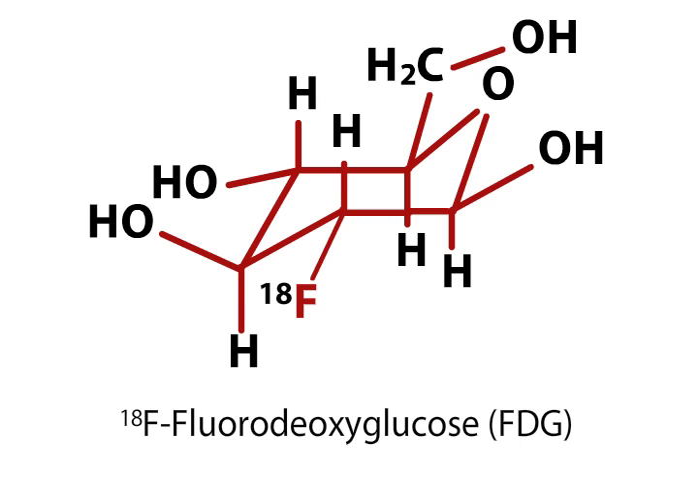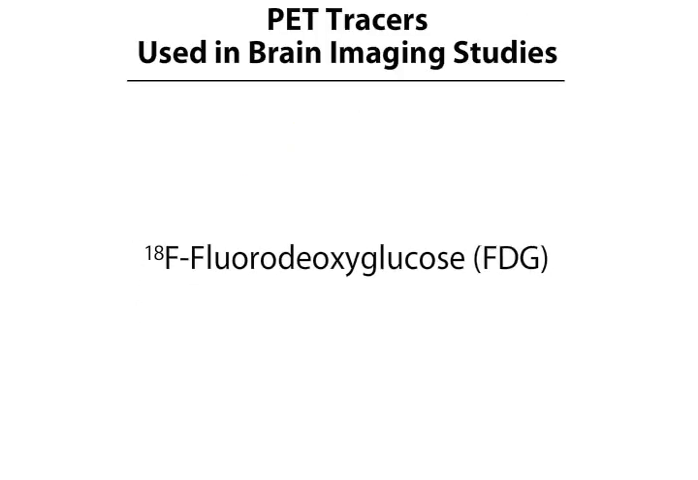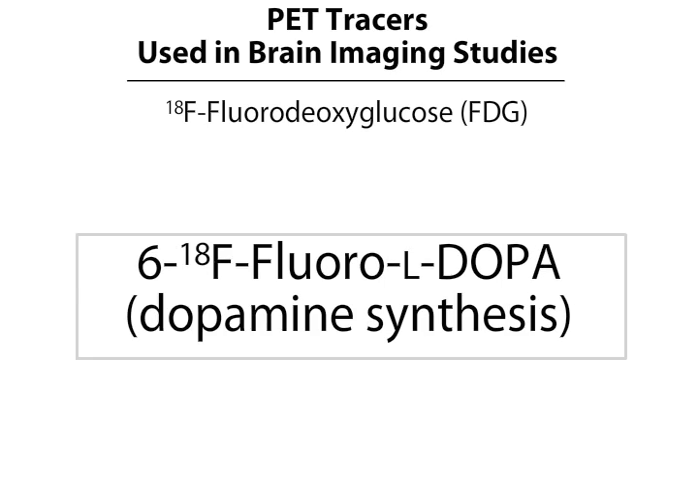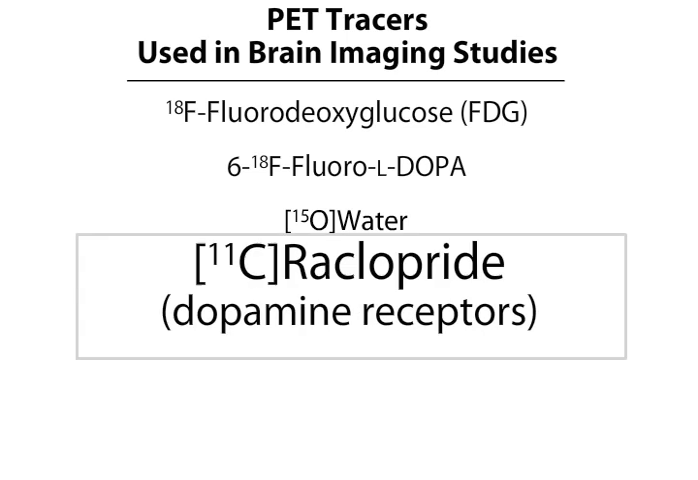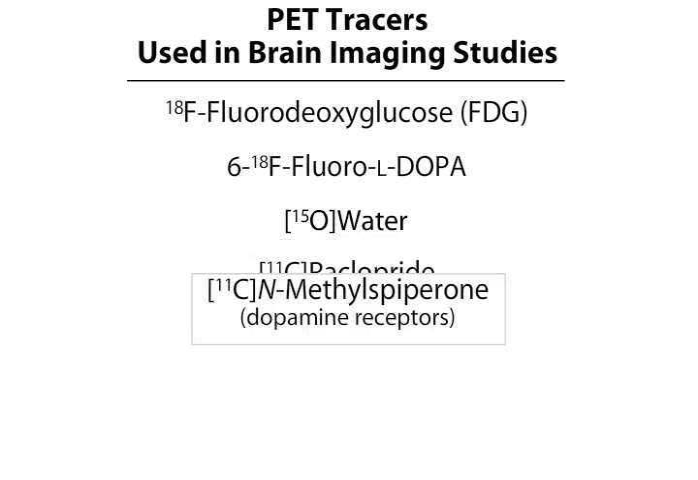Because fluorine-18 can be substituted for hydrogen or hydroxyl groups in chemical compounds, it can be attached to a wide variety of molecules. For example, F18-fluoro-L-dopa is often used to study dopamine synthesis in the brain. Other commonly used positron emitters include oxygen-15, carbon-11, and nitrogen-13.